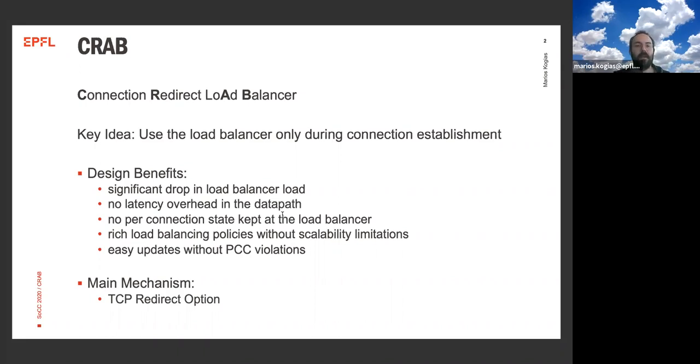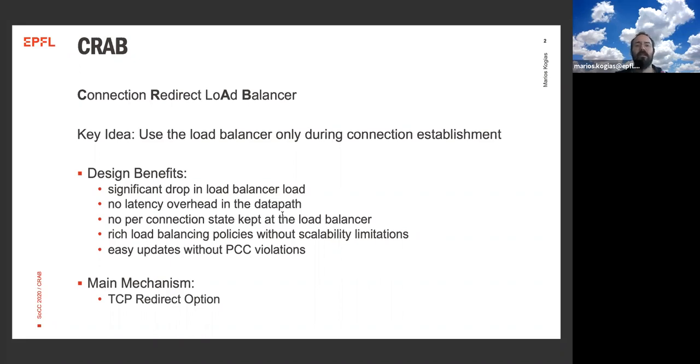First, with CRAB, we have a significant drop in the load balancer load. A CRAB load balancer deals only with TCP SYN packets, and as a result, we have a minimal load at the load balancer. Also, with CRAB, there is almost no latency overhead in the data path. Because the two endpoints can communicate directly, we achieve close to direct communication latencies. In CRAB, after the load balancing decision has been made, the clients are notified that the new destination of this connection has changed, and they can talk directly.